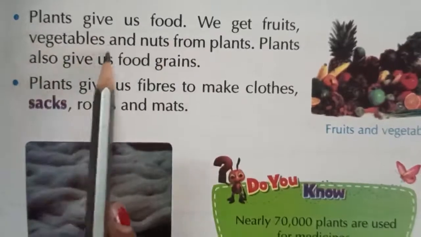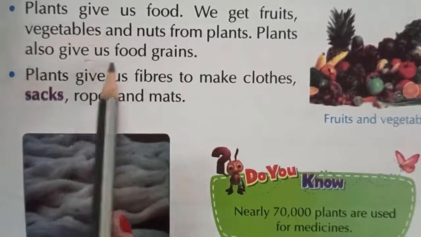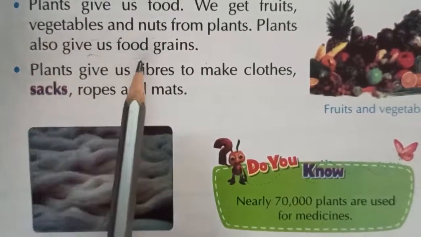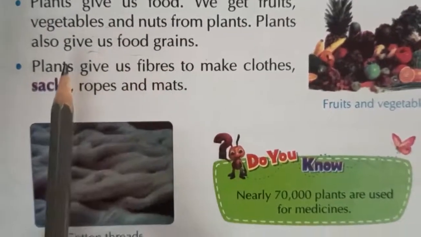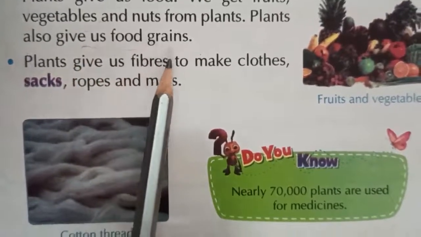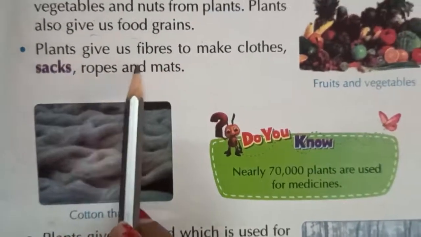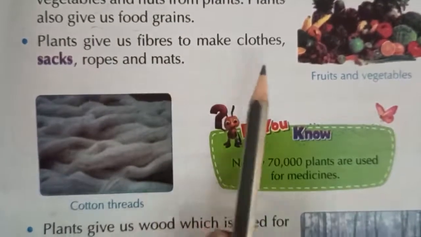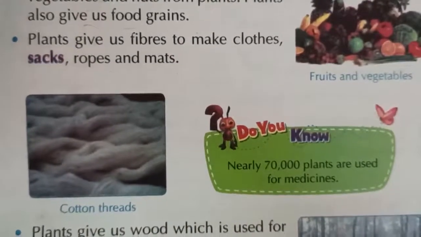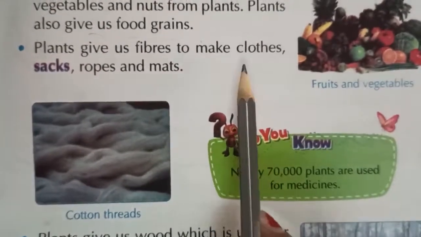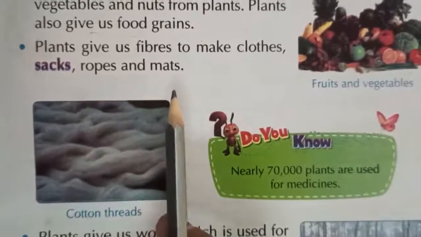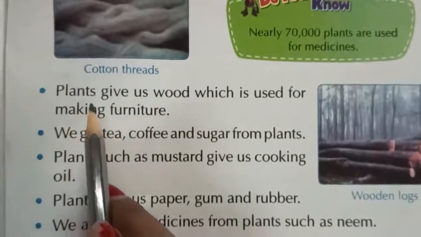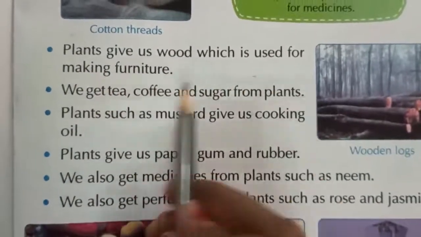Plants give us food. We get fruits, vegetables and nuts from the plants. Some plants also give us grains. Next, plants give us fibers to make clothes, ropes and mats, like cotton thread. Next, plants give us wood which is used for making furniture.